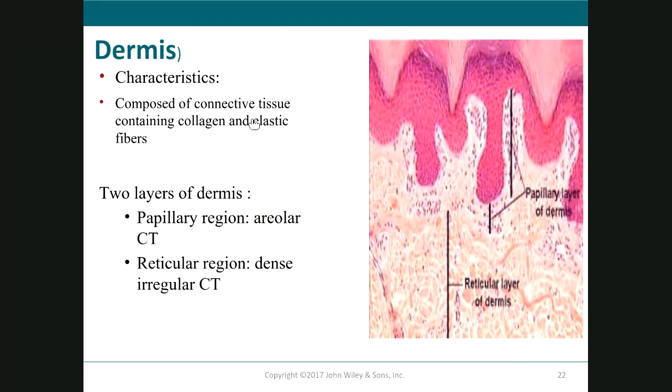This is connective tissue. It has collagen and elastic fibers. So the dermis is made up of two layers. We've got the papillary region on top and the reticular region on the bottom. The way I memorize it alphabetically, P comes before R, so it's important you note this. So this papillary region contains the areolar loose connective tissue. The reticular region has the dense irregular connective tissue.